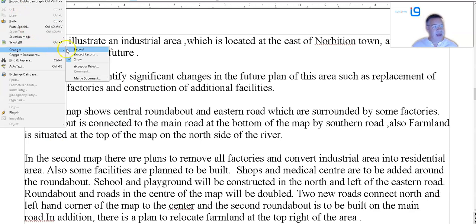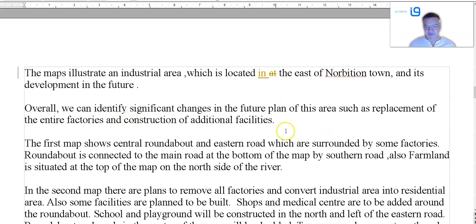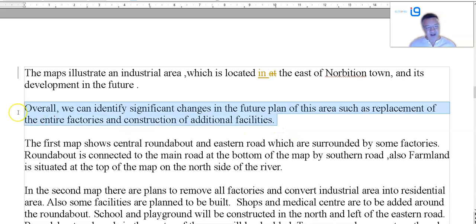Okay, so the maps show areas quoted at the east. Well, at the east, or is it in the east, or to the east? So it's either to the east of, or in the east. So if it's actually in the east, or it's to the east of something. Okay. So what does it say in the future overall? Significant changes, replacement of entire factories, and construction. So right, that overview I would put a little bit more in, especially for a map.